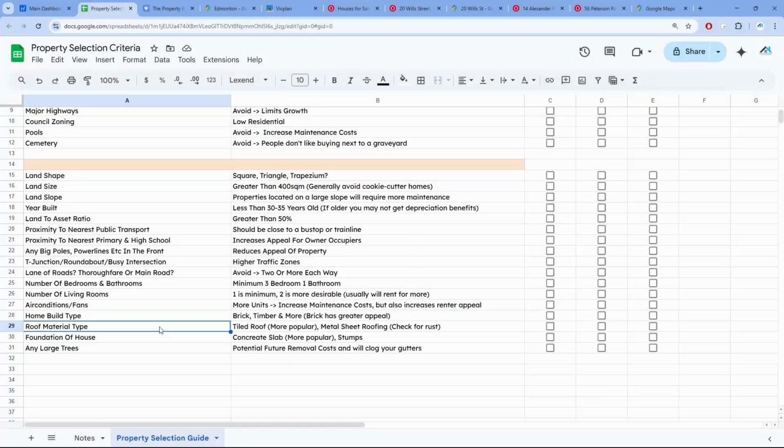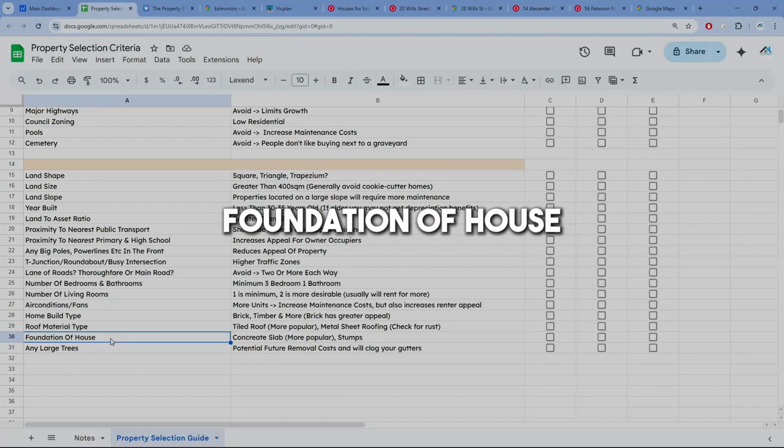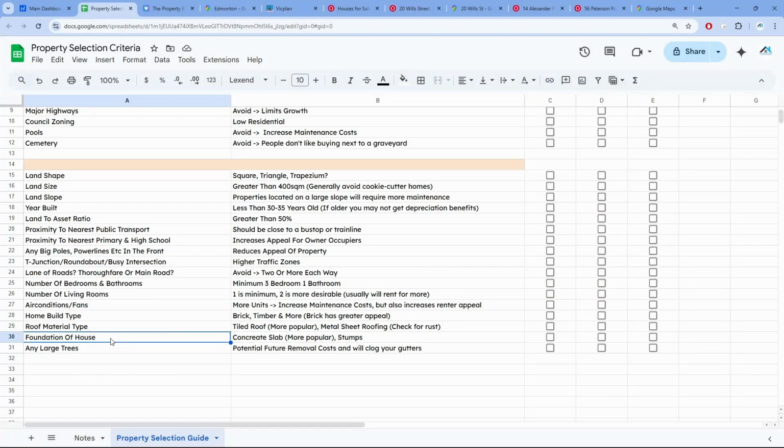Roof material type: tiled roof, metal sheet roofing. Tiled roof is the most common, most popular. You can have metal sheet roofing and other roofing types. You just have to be more aware of things, check for rust, etc. Foundation of house, another trade-off that you might want to consider. Concrete slabs are the most popular, the most stable, and require the least amount of maintenance. Stumps will require re-stumping after a certain amount of time, so just make sure you double check that. Again, it's a trade-off.